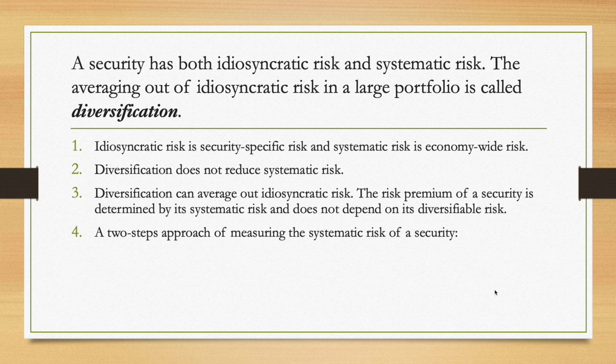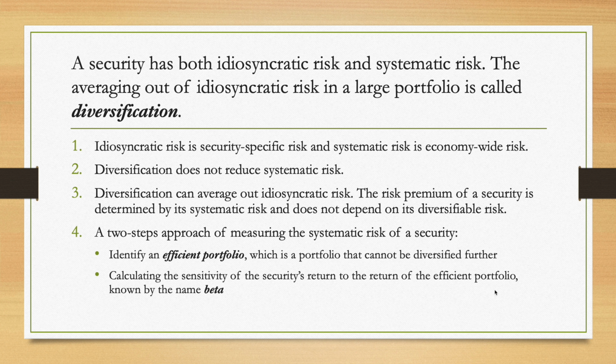There is a two-step approach of measuring the systematic risk of a security. First, identify an efficient portfolio, which is a portfolio that cannot be diversified further. Then, calculate the sensitivity of the security's return to the return of the efficient portfolio, known by the name beta. The efficient portfolio is an important concept in the capital asset pricing model, and we will take a deep dive into this concept later in this video.